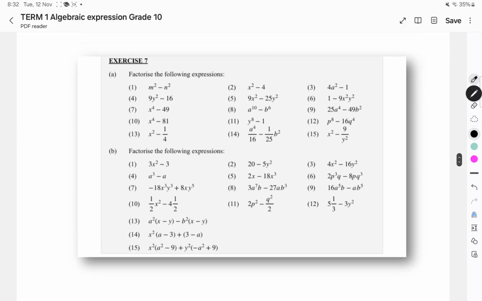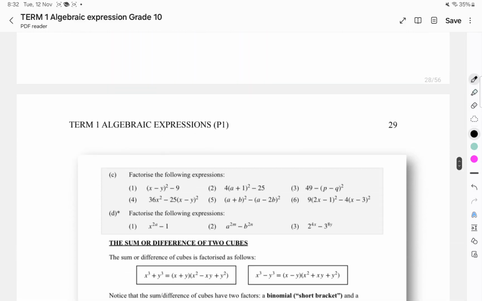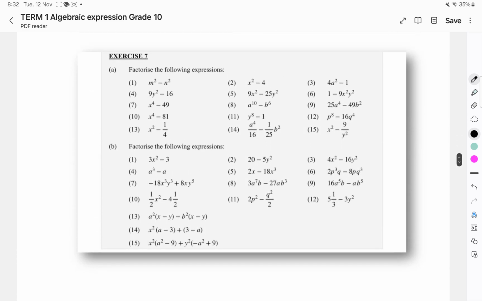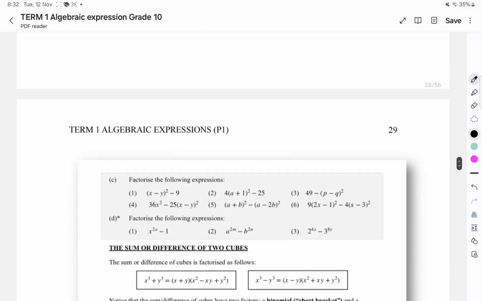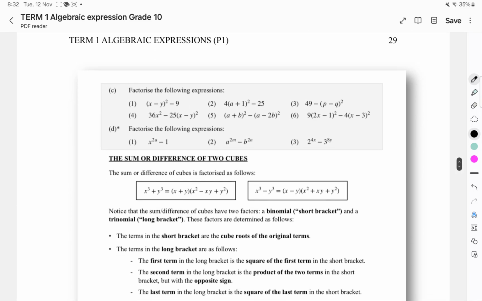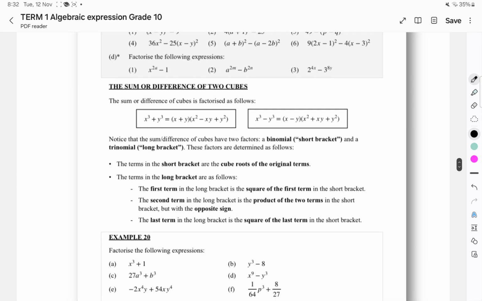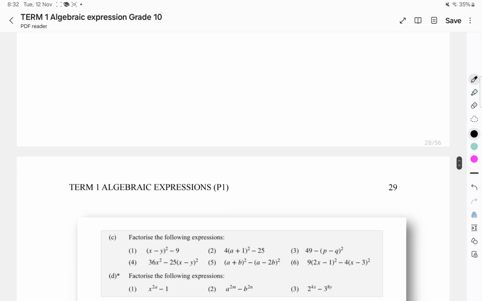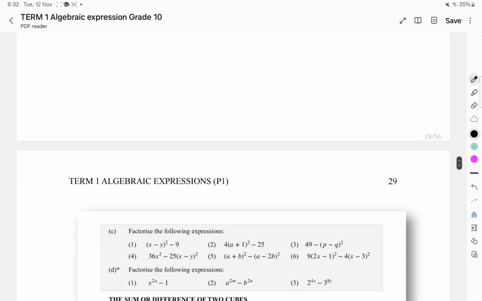That's your exercise that you can try based on what I just answered here. Exercise 7, you can take a screenshot of that. Now I'm going to do the sum and difference of two cubes in the next lesson.